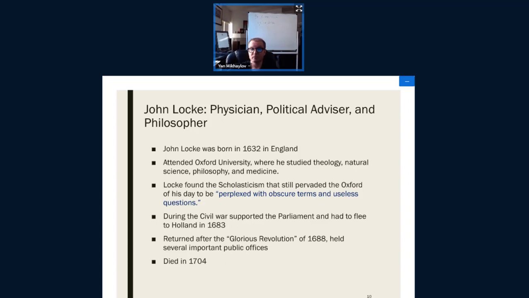He was a physician, as the book also mentions, political advisor, philosopher, born in 1632 in England, already kind of a next generation. Note that he was quite a bit younger than Hobbes, who was still alive but was already a middle-aged man when John Locke was just born. He attended Oxford University as well, just like Hobbes did. Studied there theology, natural science, philosophy, and medicine.